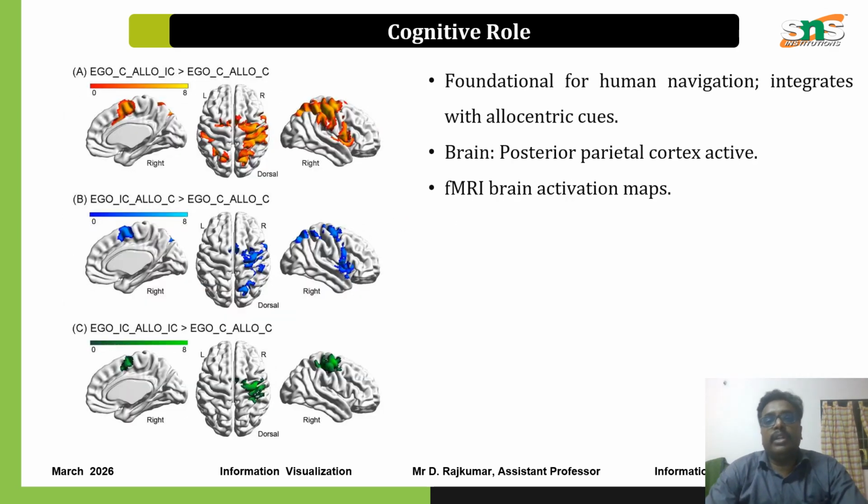The cognitive role is that it is foundational for human navigation. It integrates allocentric cues and works with the active posterior parietal cortex, which is highly receptive to memory, and it is also used in fMRI brain activation maps.